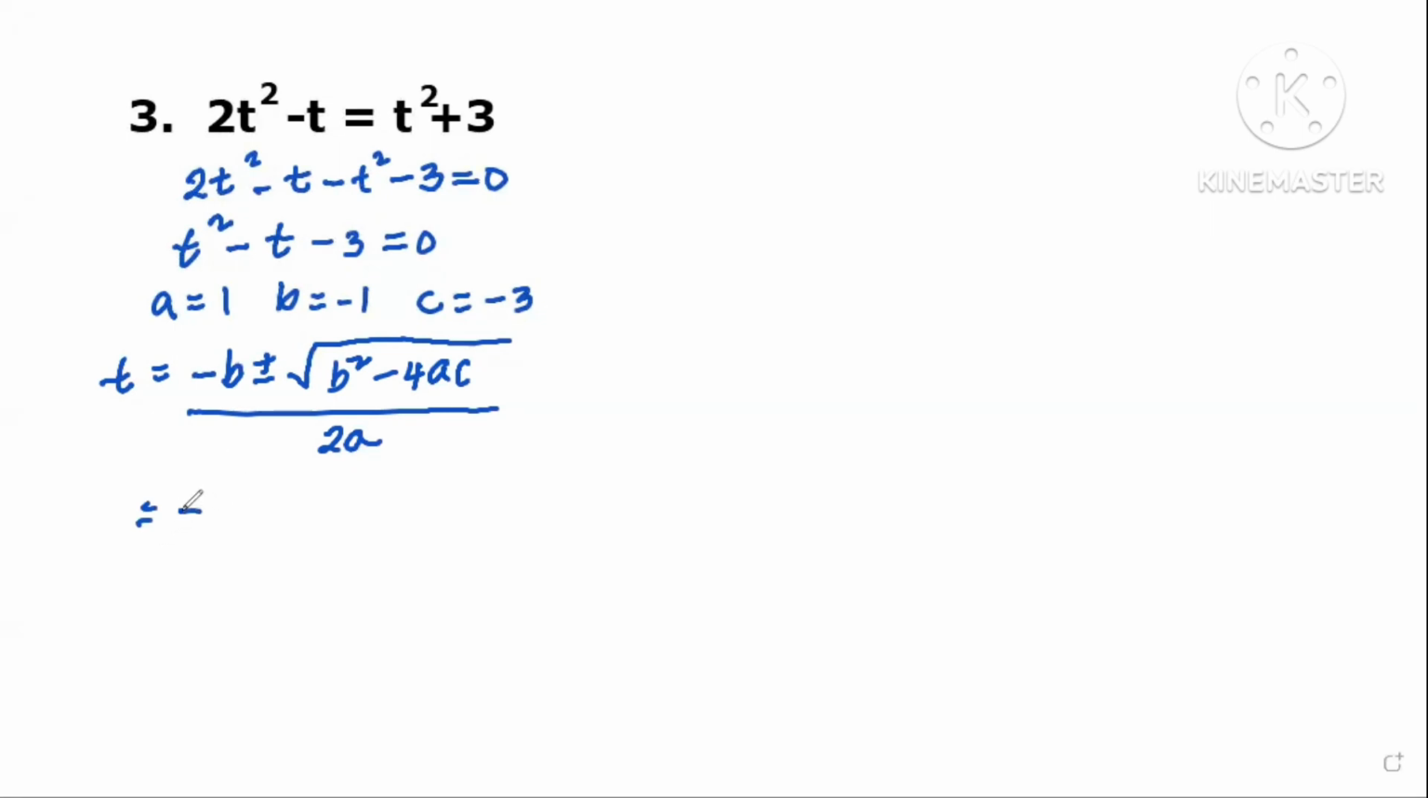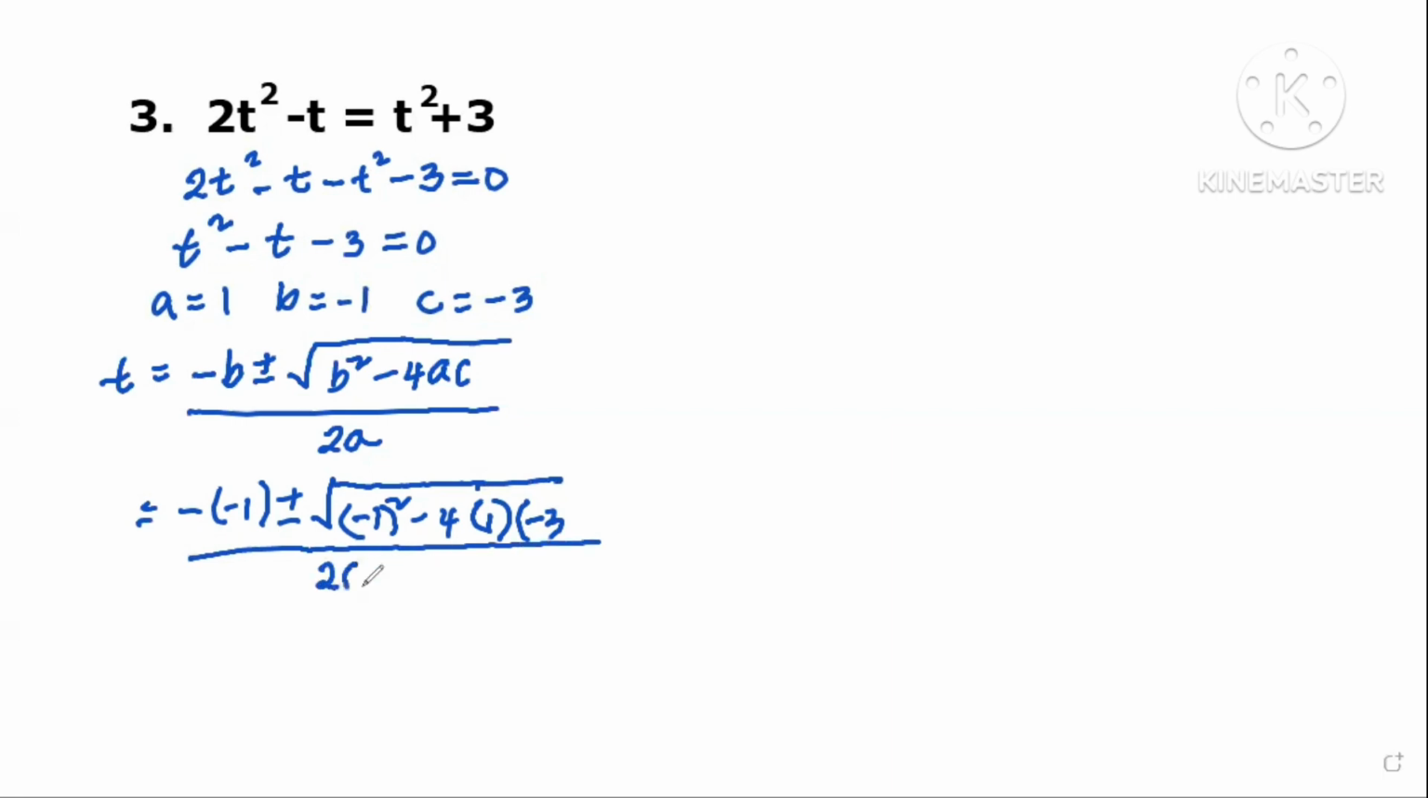So we have negative of negative 1. Oh, now this is a common mistake, no? Remember that b is negative 1. So it should be negative of negative 1. So wag nyo i-ignore yung sign, no? So negative 1 squared minus 4. A is 1. And then c is negative 3. Extend natin yan. Over 2 times 1.